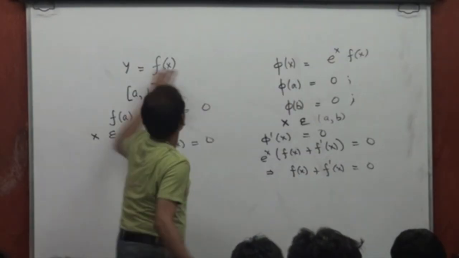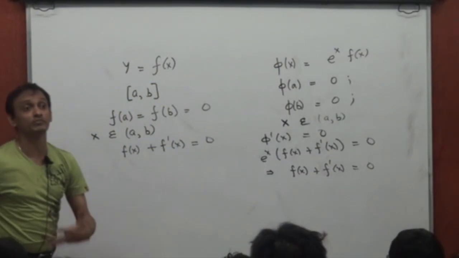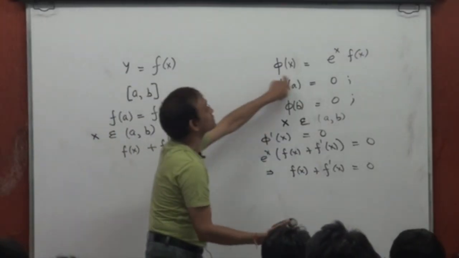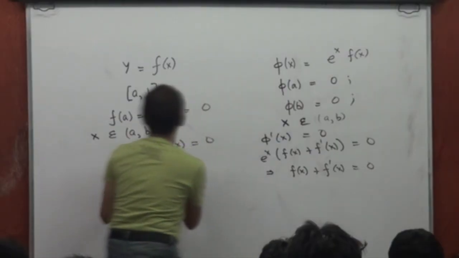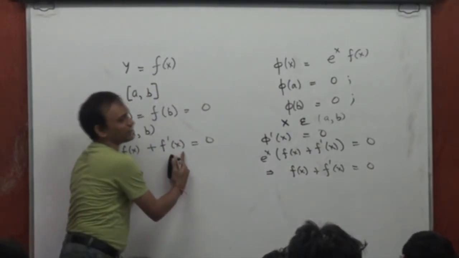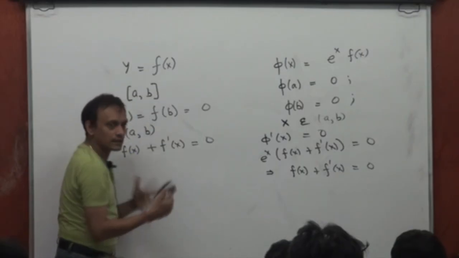In this case, the function phi(x) was not served to you. The function f(x) was given. From there, you had to construct a function phi(x) enjoying Rolle's criteria and whose differentiation gives you this, or its factor, or a multiple of this, f(x) + f'(x). Clear?